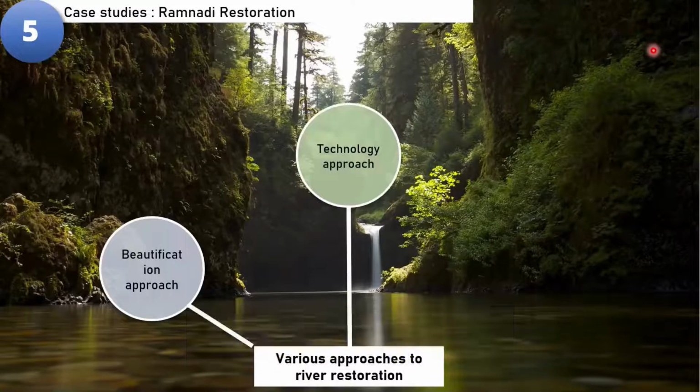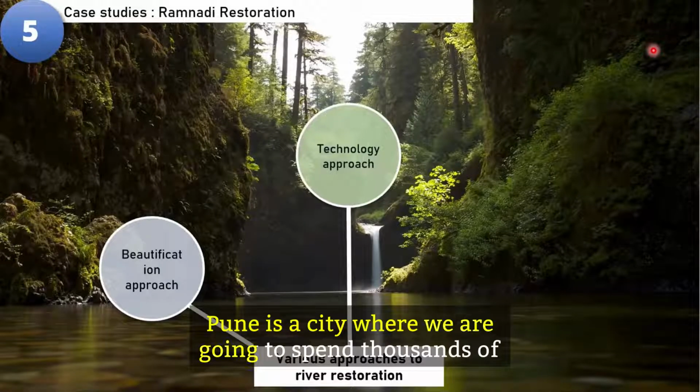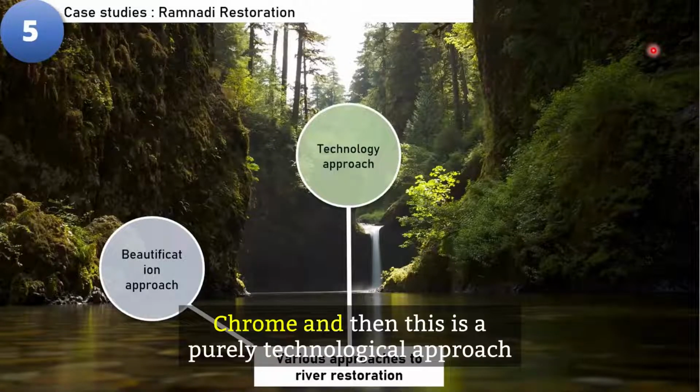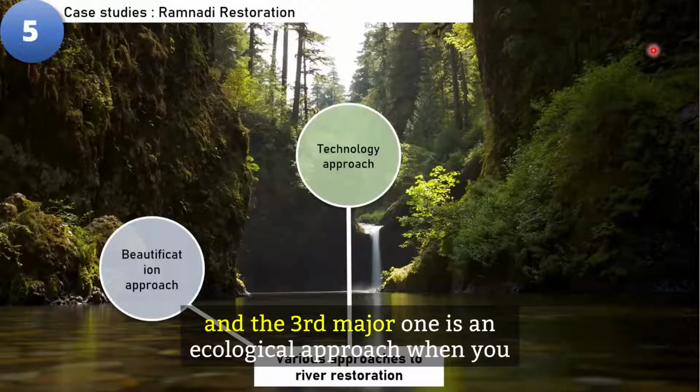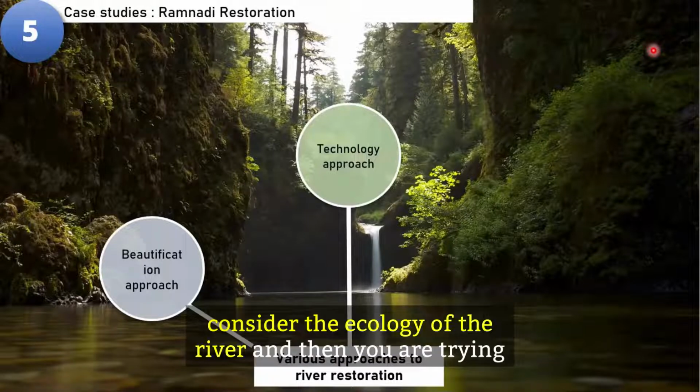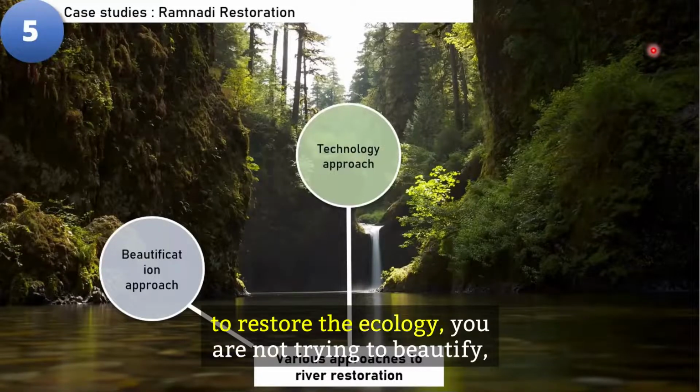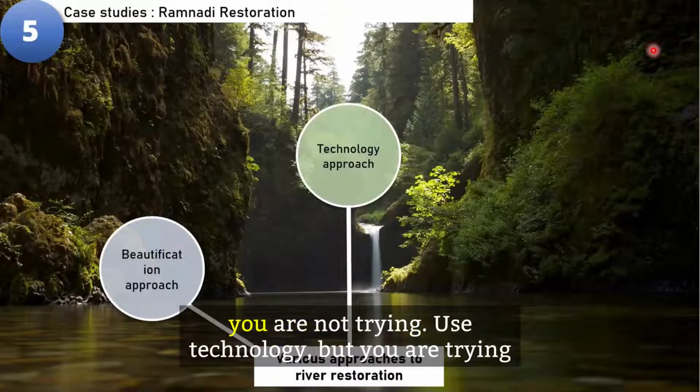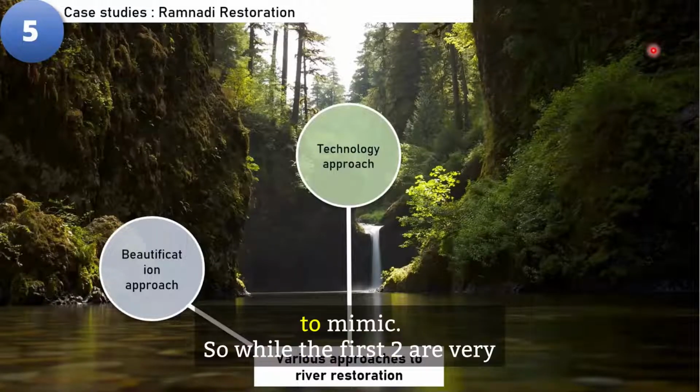Then you have the technology approach, which is essentially using end-of-pipe technology, which is sewage treatment plants. Pune is a city where we are going to spend thousands of crores, and this is a purely technological approach. And the third major one is an ecological approach, wherein you consider the ecology of the river and try to restore the ecology. You're not trying to beautify, you're not trying to use technology, but you're trying to mimic nature.